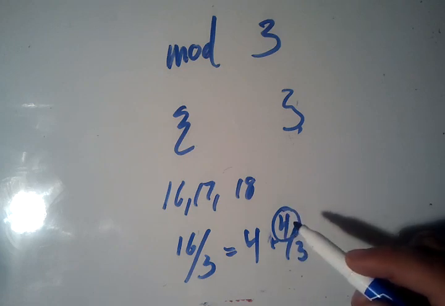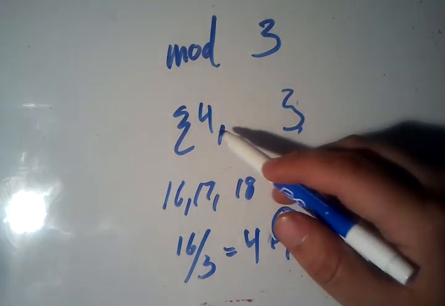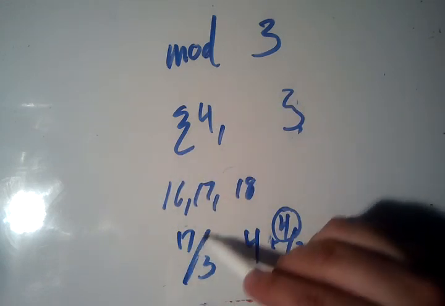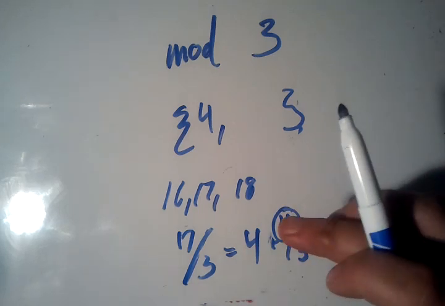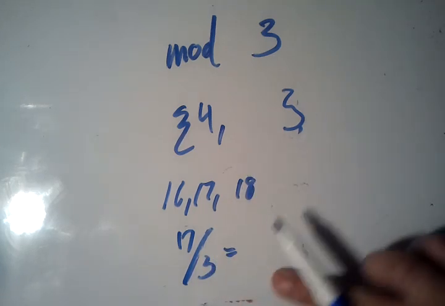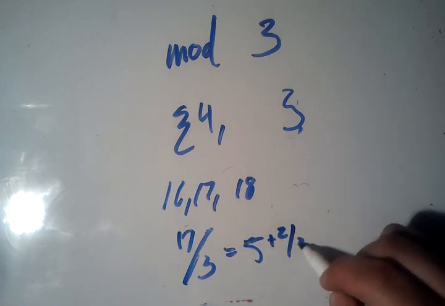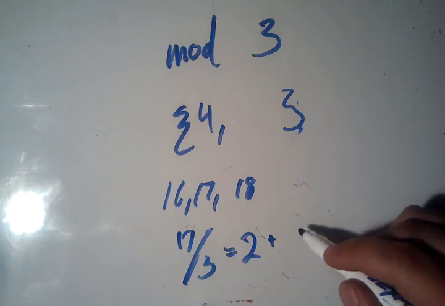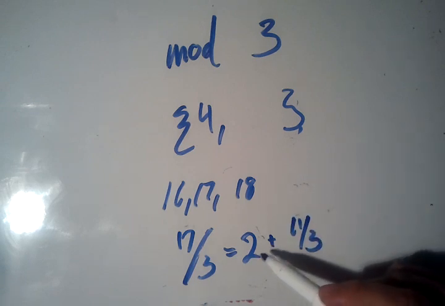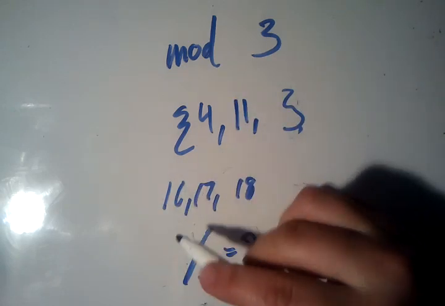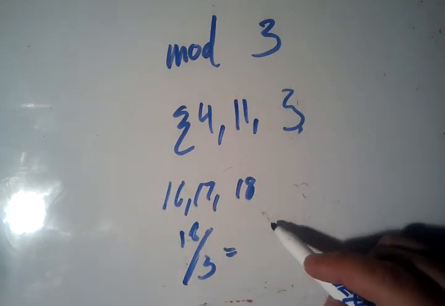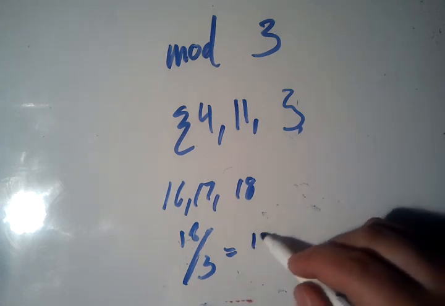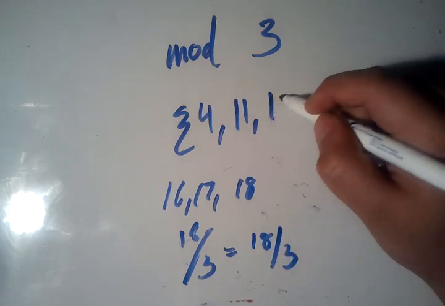So that means I can choose 4 as one of the elements of the set instead. Now if I take 17 over 3, the normal way of writing that would be 5 plus 2 over 3. But what if I want to write 2 plus 11 over 3? And that works because this is 6 over 3. So I can choose 11 as my second one. Now if I take 18 over 3, the normal way of writing it would just be 6 plus 0 over 3. But what if I just want to keep it as 18 over 3? I'm allowed to do that. So I can keep this as 18.